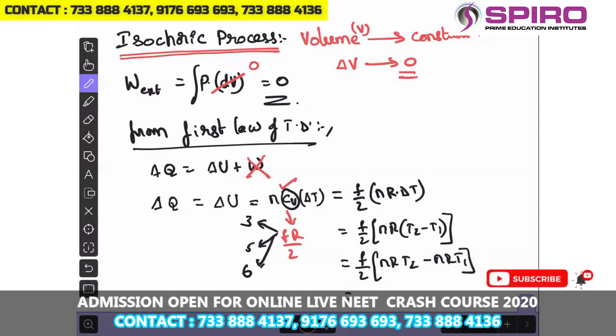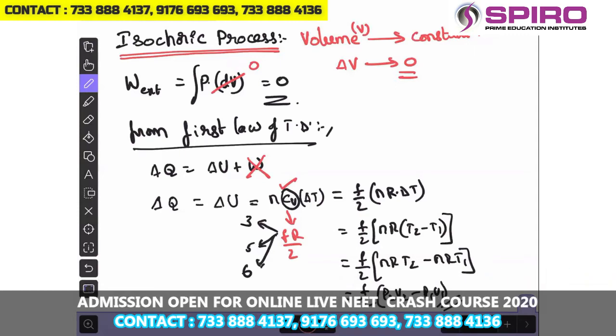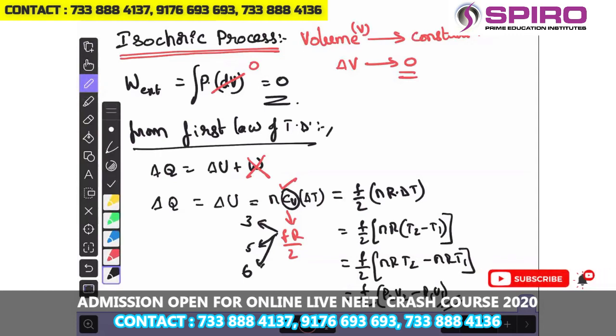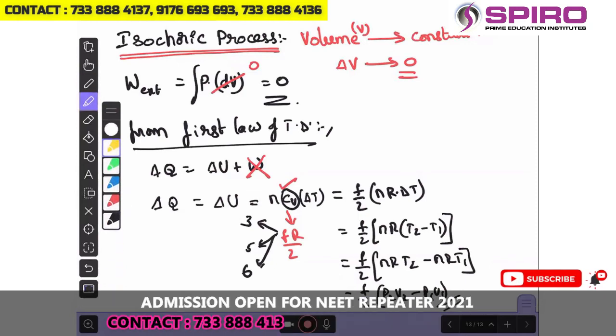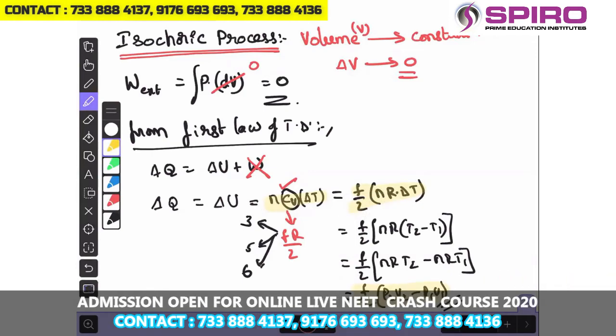That is equal to F by 2 into (P2 V2 minus P1 V1). This is also another expression. These are all various expressions to calculate the internal energy change. This internal energy change is applicable in any process. It may be an isothermal process, an adiabatic process, an isochoric process, or an isobaric process. In all the processes, the calculation of change in the internal energy will be the same.